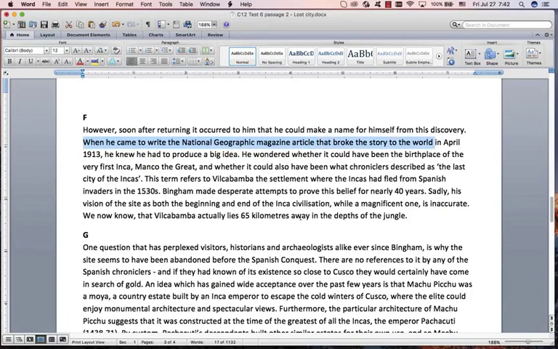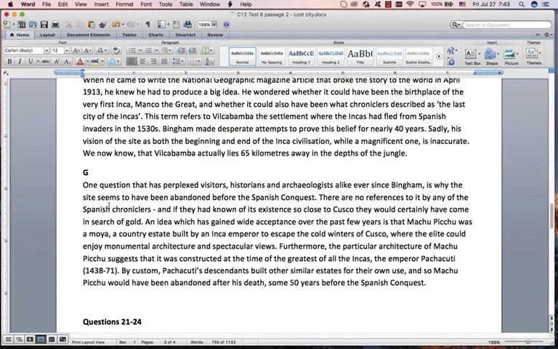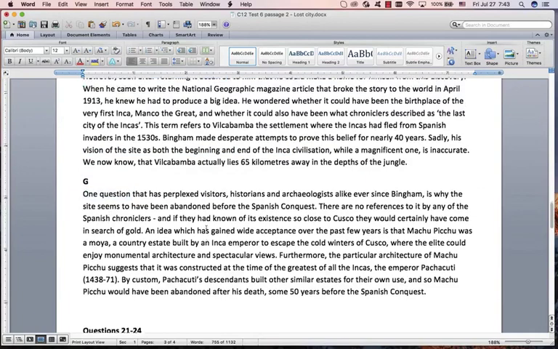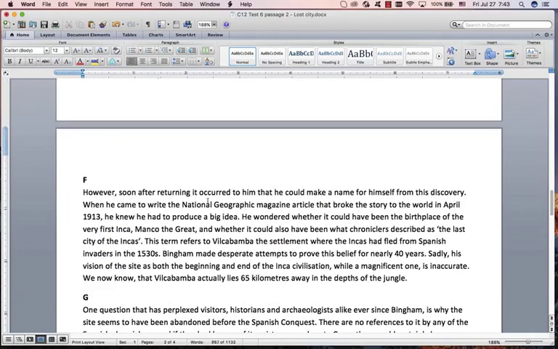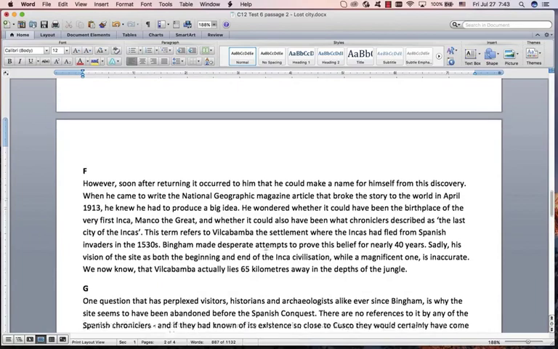It's wrong. This is all about Bingham's belief. He wondered. He had a vision that this was the last city of the Incas. This is all about his belief and his vision. IELTS says it's about publishing, and it's not. So that's what happens with matching headings. It's somebody's opinion. So really, I don't like that one. And then the next one, it's a bit easier. This paragraph you would probably just skip, leave it to last. There's a lot of different information there.